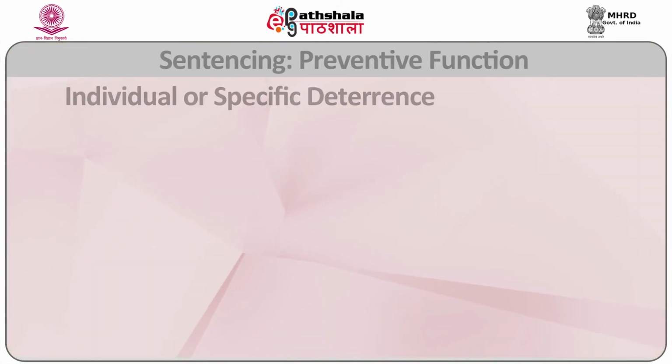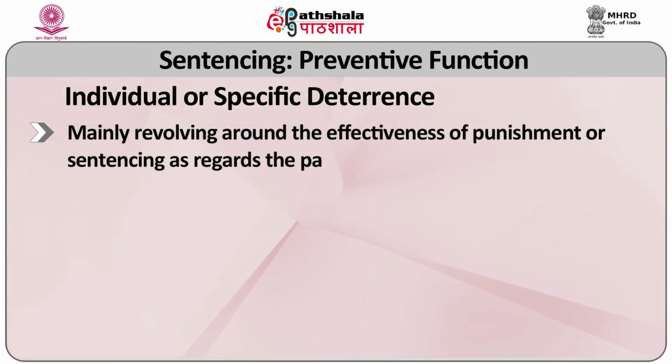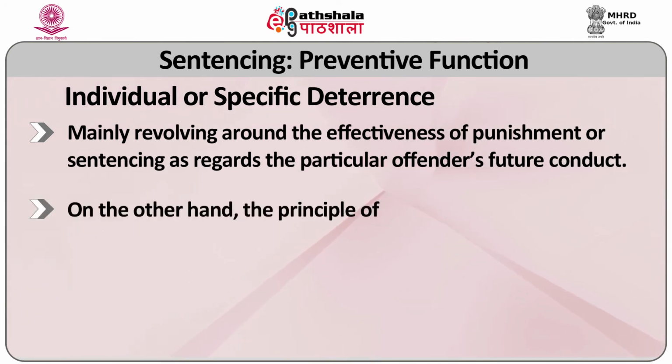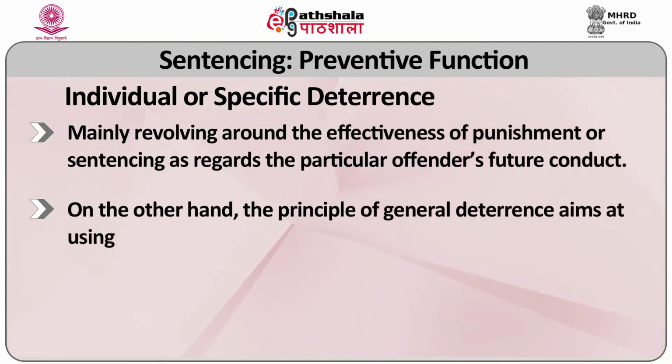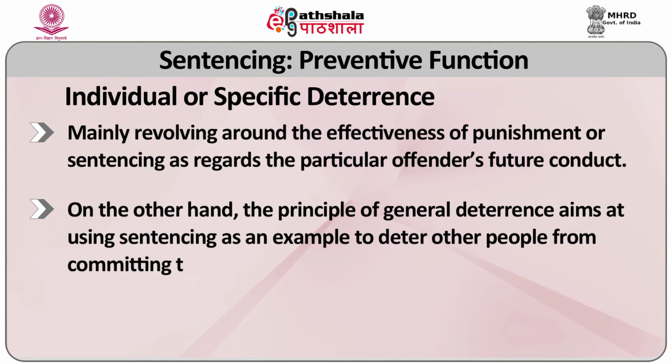Deterrence mainly operates in the following dimensions: individual deterrence or specific deterrence, general deterrence, and educative deterrence. Individual deterrence or specific deterrence mainly revolves around the effectiveness of punishment or sentencing as regards the particular offender's future conduct. On the other hand, the principle of general deterrence aims at using sentencing as an example to deter other people from committing the same crime.